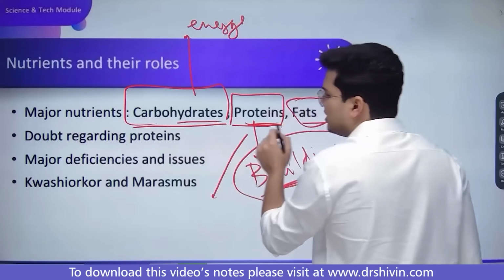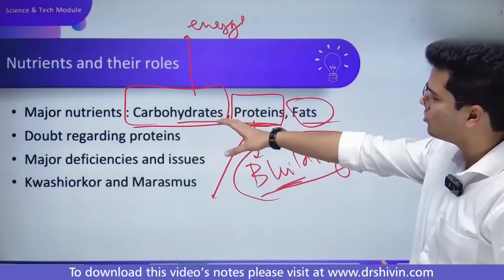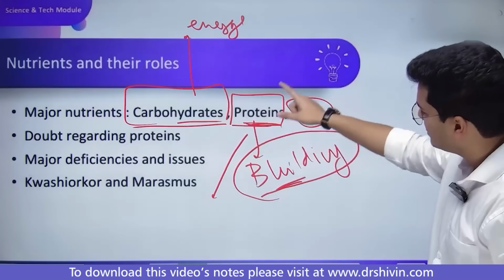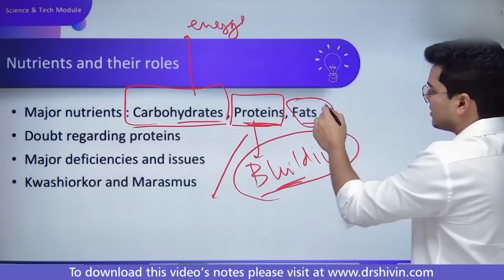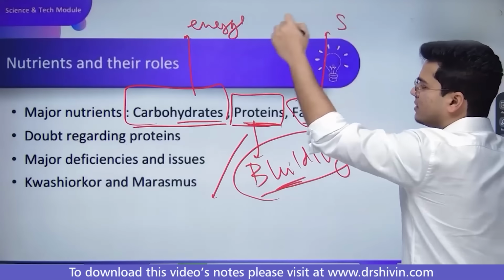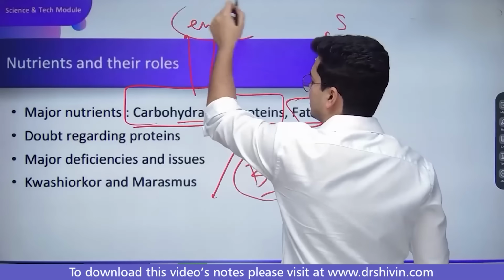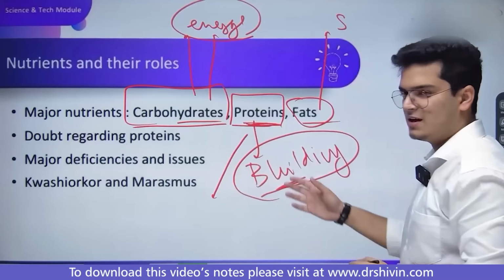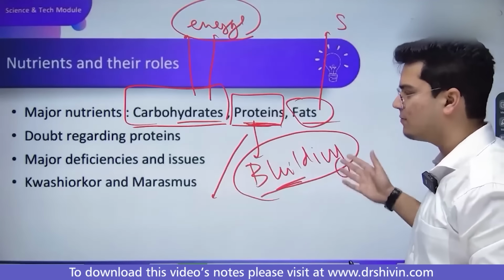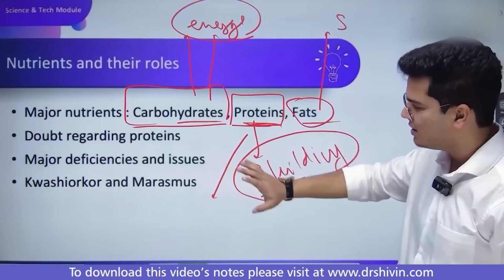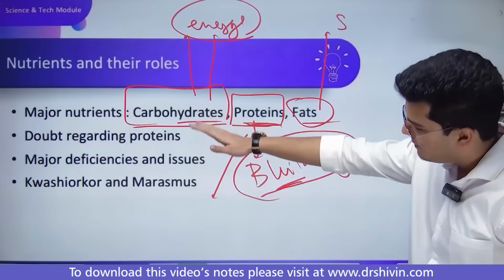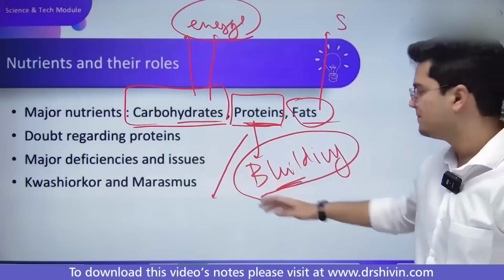So these are the three major nutrients or macronutrients: carbohydrates, proteins and fats. Fats are responsible for storage of energy, carbohydrates are responsible for generation of energy, and protein, as we have seen, forms enzymes and is also important for muscles. Doubt regarding protein is clear. Now let's see major deficiency and issues.